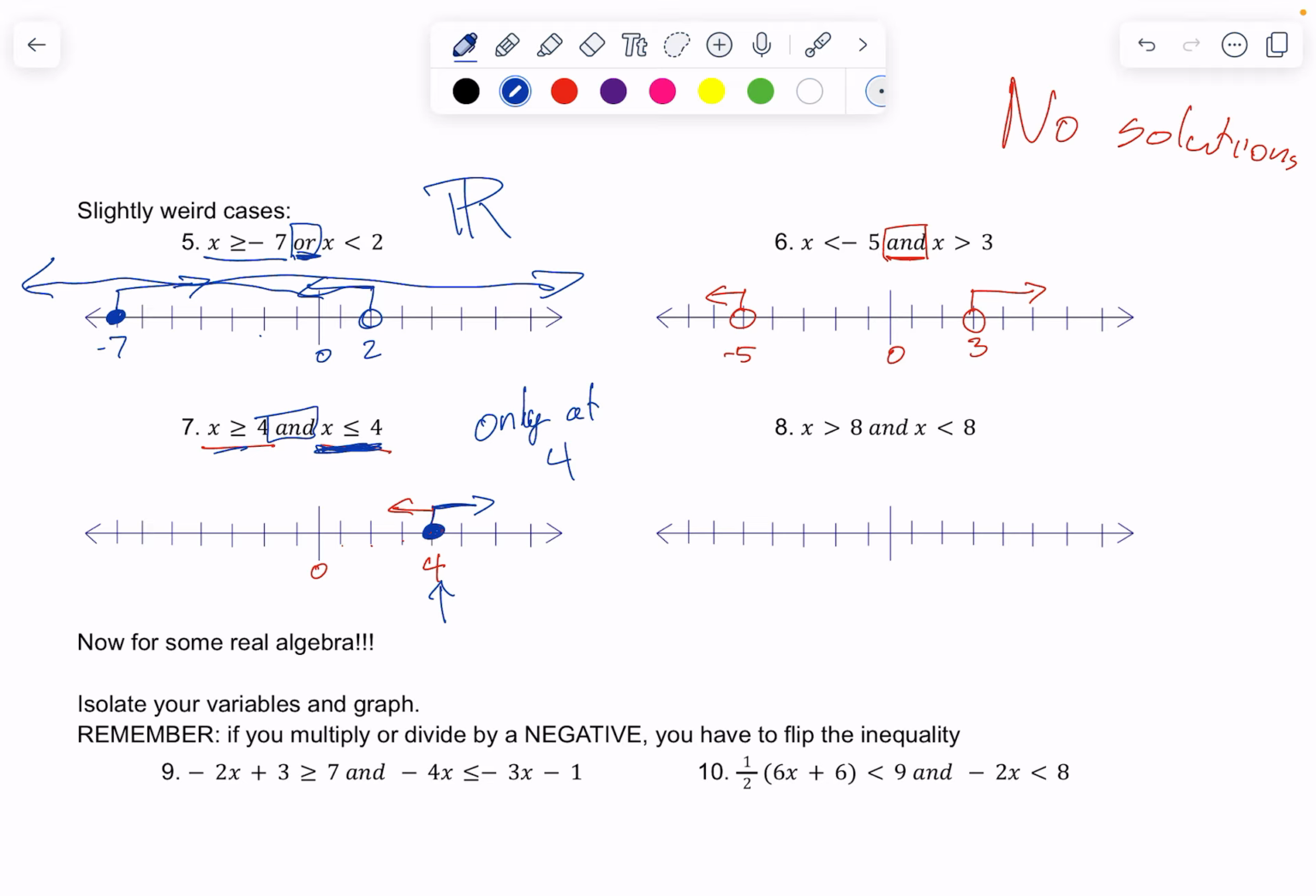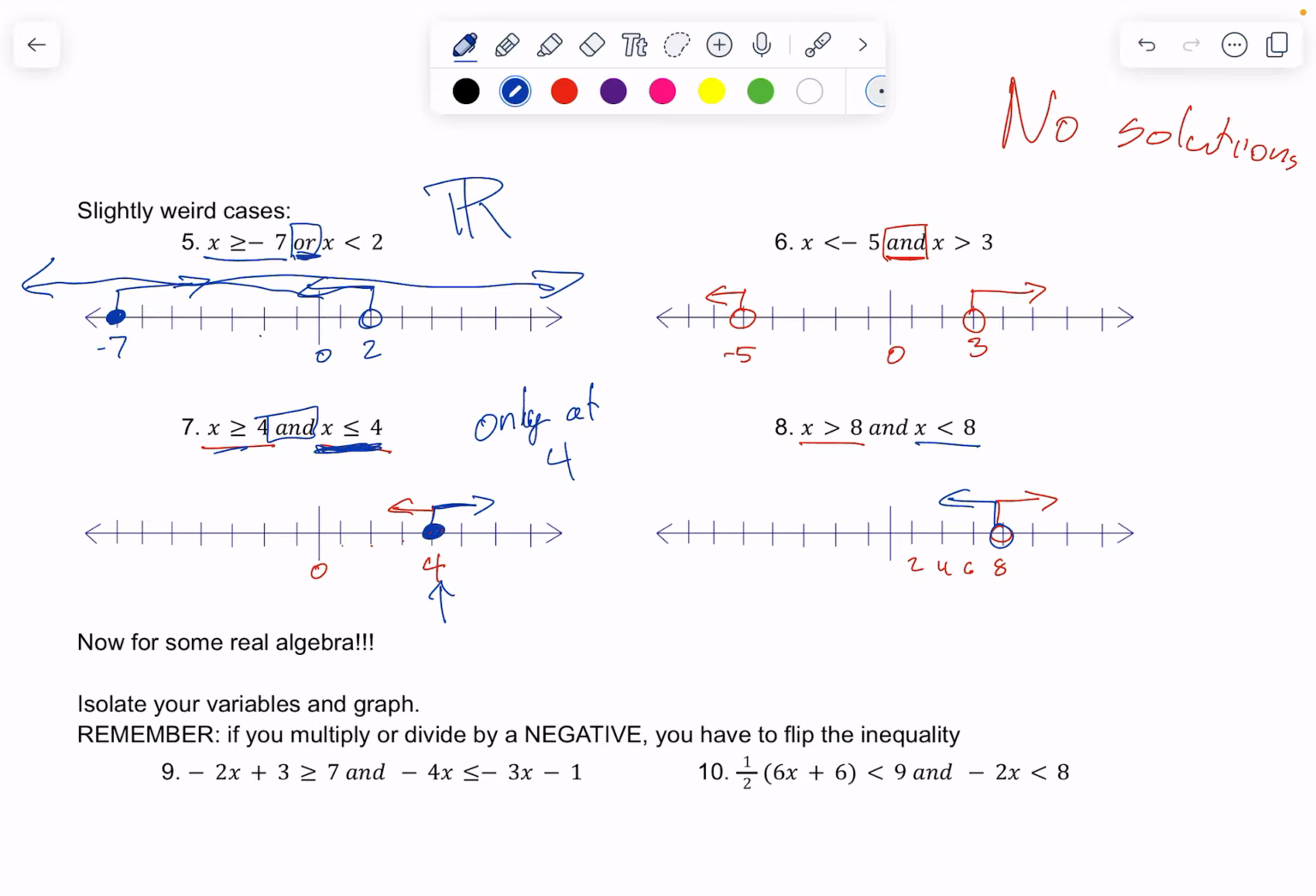Try this unique case out. I have x is greater than 8. Let's just count by 2. 2, 4, 6, 8. Open dot, and it goes greater than. And x is less than 8. So open dot this way.